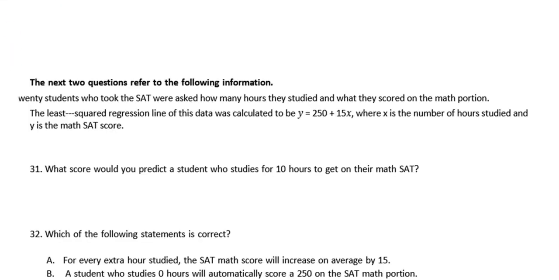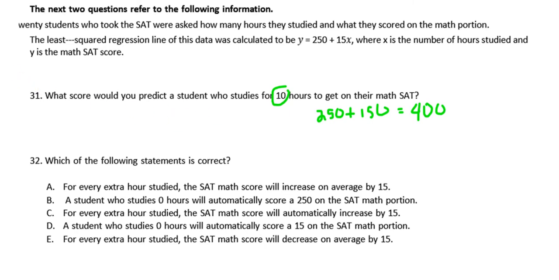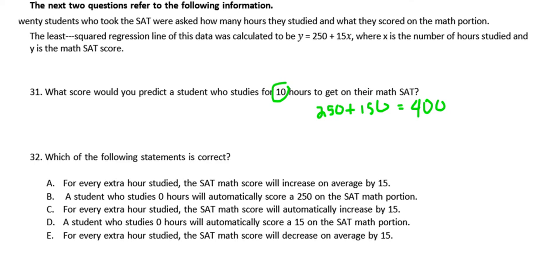All right, question number 31. What score for somebody that just plug in 10 for X? Oh, nice color. So we got 250 plus 15 times 10, or 150, equals 400. That's what the linear regression line does: you can predict values based on whatever X we plug in. What does the X represent?